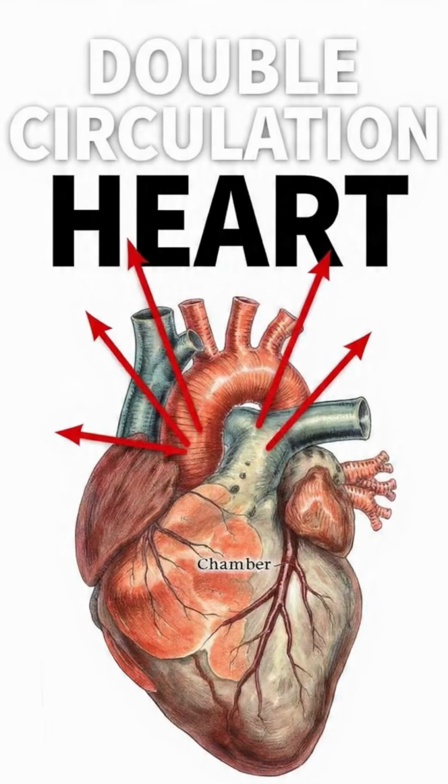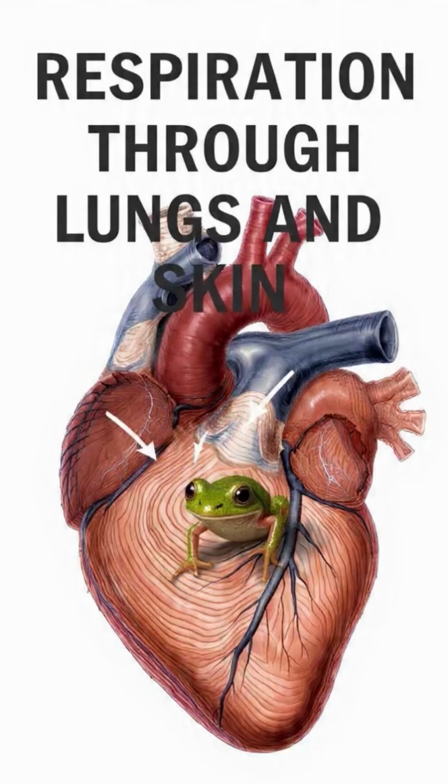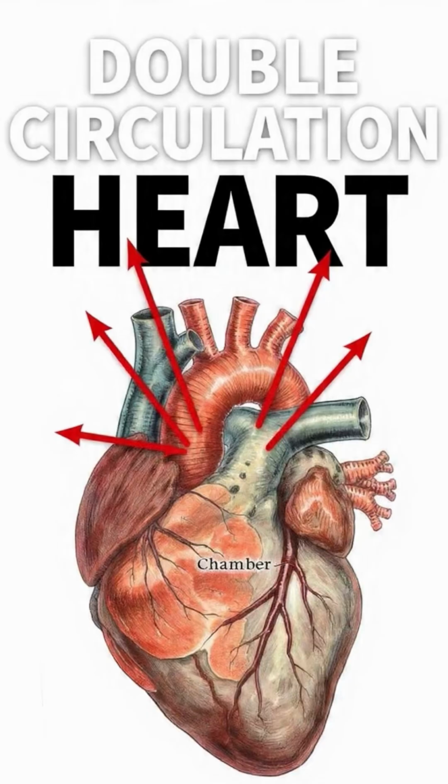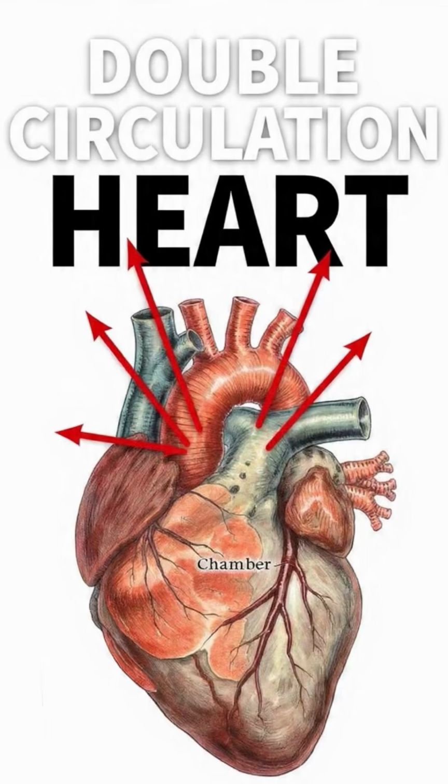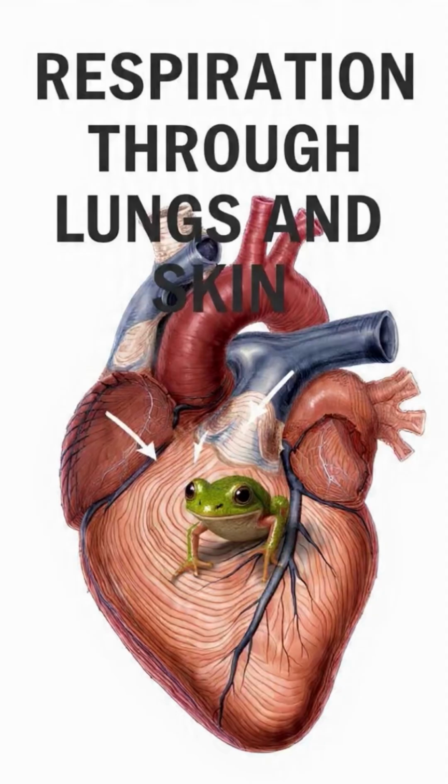Now circulation and respiration. The ninth visual demonstrates double circulation, showing two circuits: pulmonary, heart, lungs, heart, and systemic, heart, body, heart. Visual 10 shows a lungs cartoon with the text respiration through lungs and skin. Amphibians can respire both via lungs and skin, depending on whether they are in water or on land.